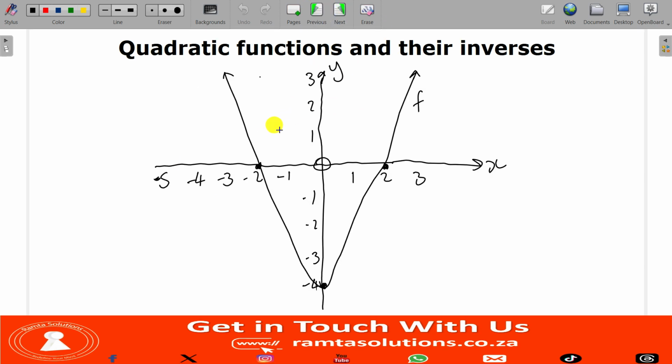Okay, so this is it. So let me just write the points. This is -2 and 0, and this is 2 and 0, and this is, oh sorry, it's 0 and -4. This is 0 and -4. Okay, perfect.